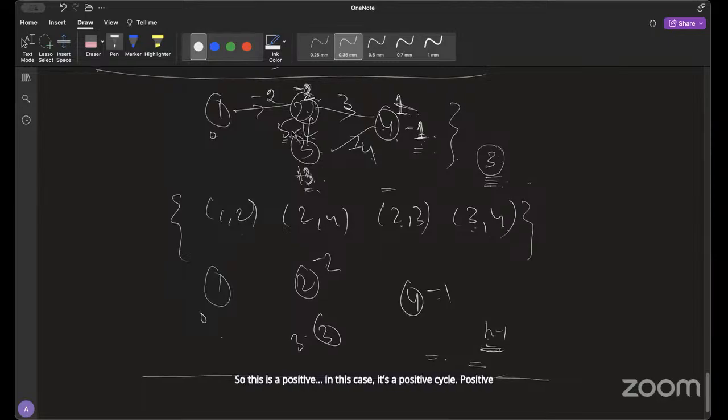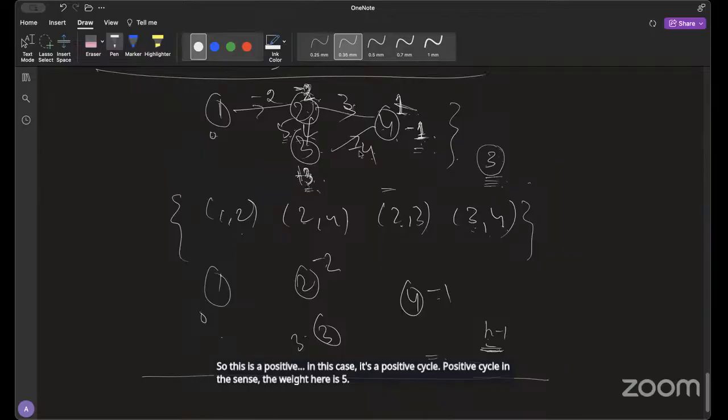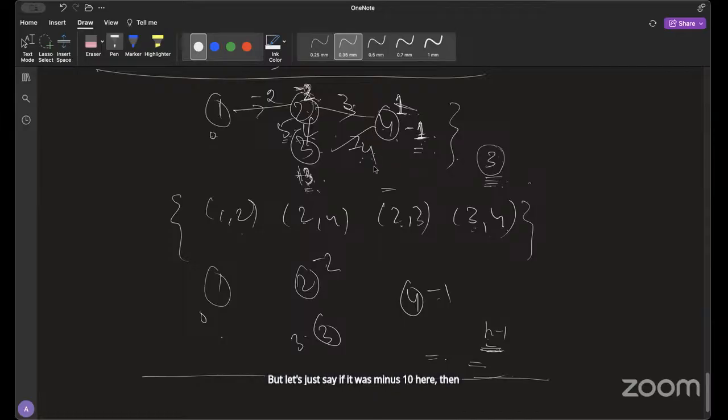Positive cycle in the sense the weight here is 5, here it's 3, and then minus 4. So the sum is 4. So you get a plus 4 here, the complete weight of this cycle. So it's a positive cycle. But let's just say if it was minus 10 here, then you get a negative weight of this cycle.